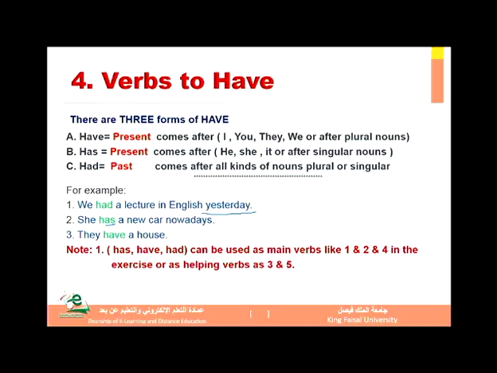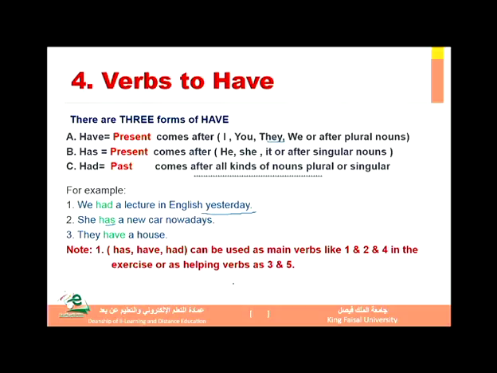Because actually the subject here is considered to be plural. استخدمنا have لأن موضوع الجملة هنا جمع، مثل ما قلنا في بداية هذه الشريحة بأن لما يكون موضوع الجملة جمع أو يكون ضمير جمع فإذا نستخدم have. Okay, so note that has, have, and had can be used as main verbs, like 1, 2, and 3 here.